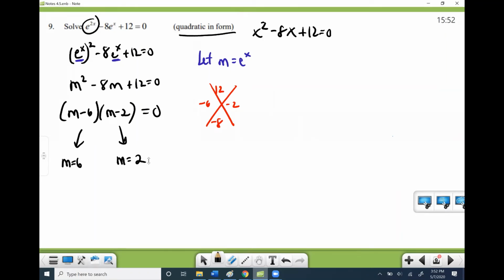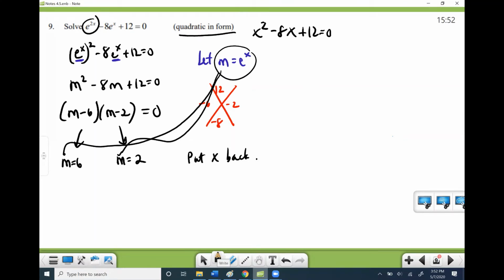And we're so used to stopping there, right? Like if I was tired, I'd be like, cool, got it. But we got to remember we're solving for x, you guys, right? The original problem didn't have any m's in it. It only had x's in it. So at this point, we got to remember to put x back. So what is m really? M is really e to the x, right? So I'm going to make sure that I go in and put them back at this point. Okay. So it's going to be e to the x equals 6 and e to the x equals 2. So that's just us putting m back, right?